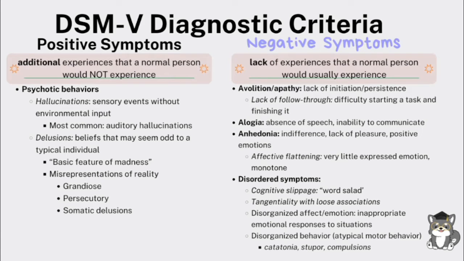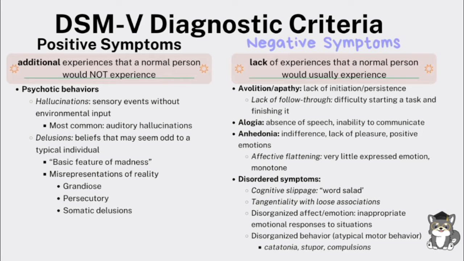Additionally, there is alogia, which is the absence of speech or the inability to communicate. There's also anhedonia, which is indifference, lack of pleasure, or positive emotions. And it's also known as affective flattening, which is when you have very little expressed emotion or you're monotoned. There can also be disordered symptoms such as cognitive slippage or word salad, known in colloquial terms. Somebody can also have tangentiality with loose associations, where they speak on a tangent on unrelated topics, but there are no associations between those topics.